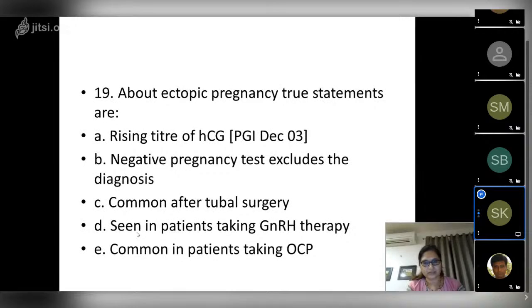Is it true or false? GnRH therapy is given mainly for induction of ovulation, or it is given in perimenopausal patients for fibroid. But most of the times, GnRH therapy is given for ovulation induction in the reproductive age group. So is it seen that ectopic pregnancy is higher in patients with GnRH therapy? Anybody? Is it true or false? No, false. It is actually true. The incidence of ectopic pregnancy is higher in patients who are receiving GnRH therapy for ovulation induction. So this is a true statement.